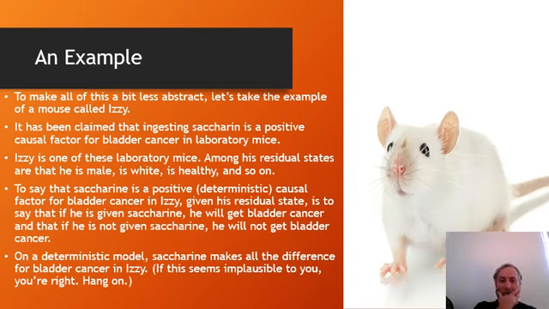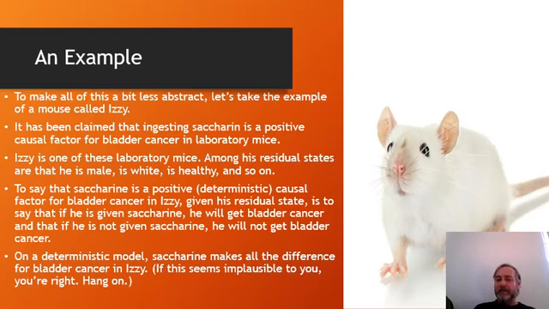So I tried to use examples, but let's use the actual example they use in the text to work. So here's a mouse, right? We'll call it Izzy. We'll see in much more detail. We're going to cover a study that ingesting saccharin is a positive causal factor for bladder cancer in laboratory mice. Now that study uses a sample of the population of mice. It uses more than one mouse. But let's talk about one mouse, Izzy, right?